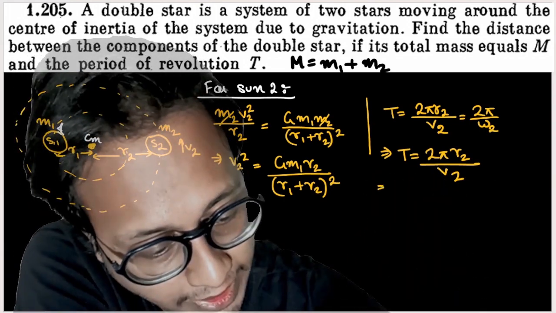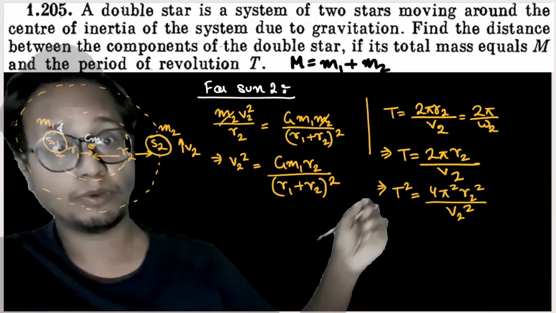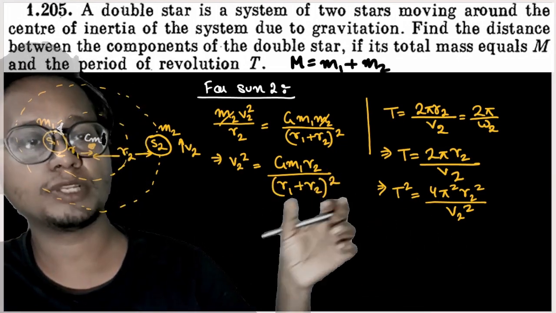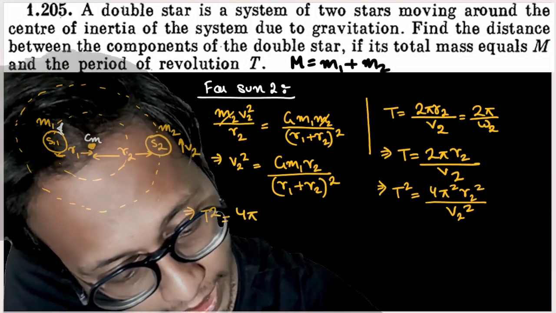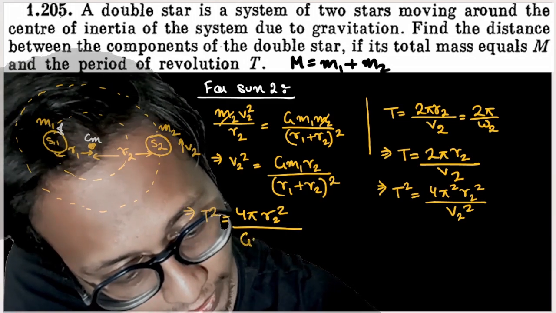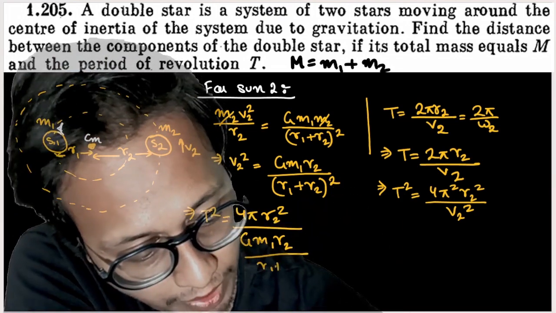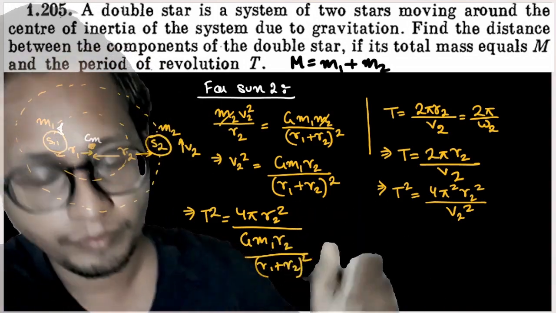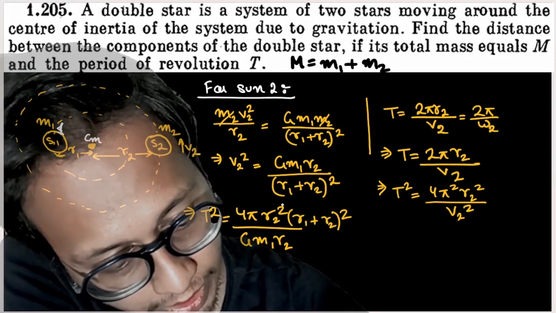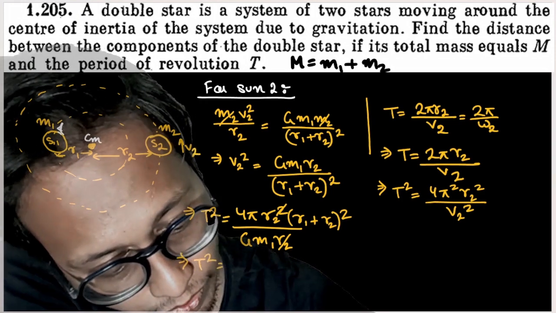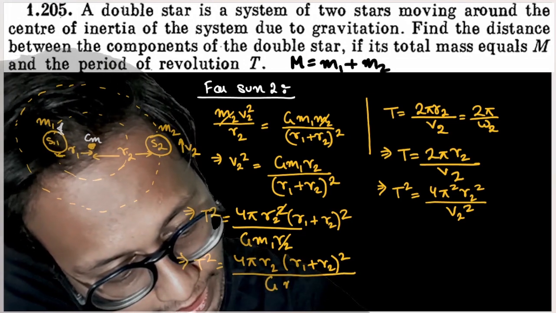If I square both left hand side and right hand side, I'll get T square is equal to 4 pi square r2 whole square divided by v2 square, isn't it? And now this v2 square is nothing but this entire term G m1 r2 by r1 plus r2 whole square. So T square is 4 pi square r2 square divided by G m1 r2 by r1 plus r2 square. This r1 plus r2 whole square will move to the top. Now this r2 square and r2 will get cancelled. So T square would be equal to 4 pi square r2 into r1 plus r2 whole square divided by G m1.